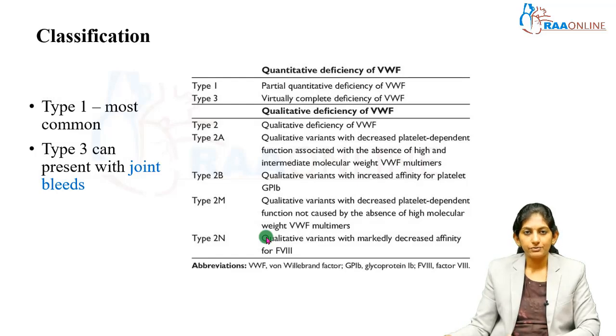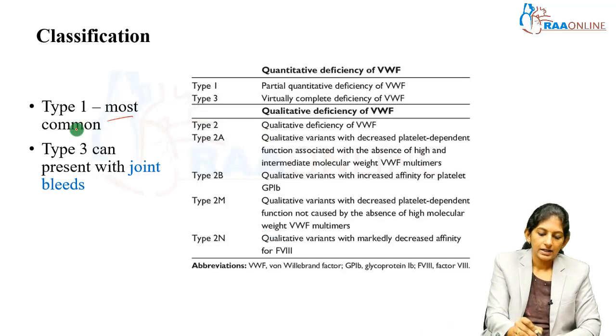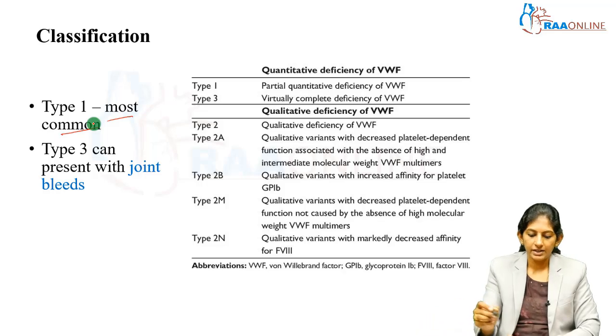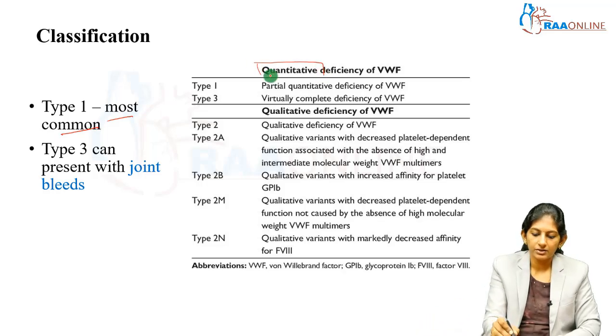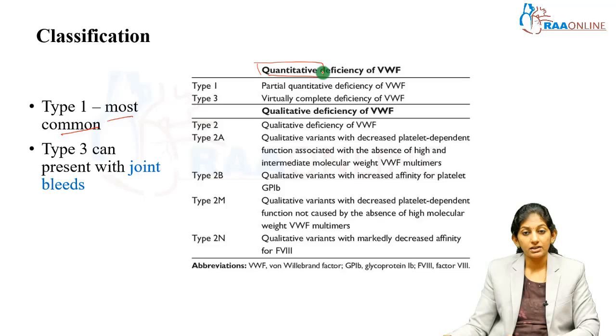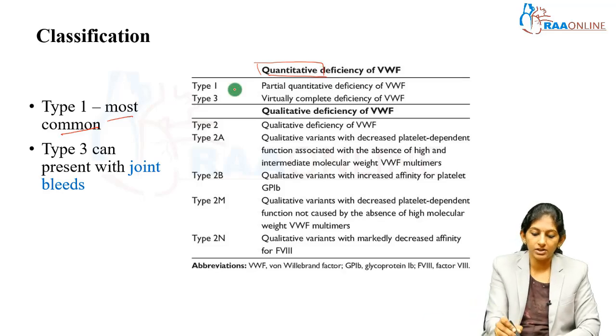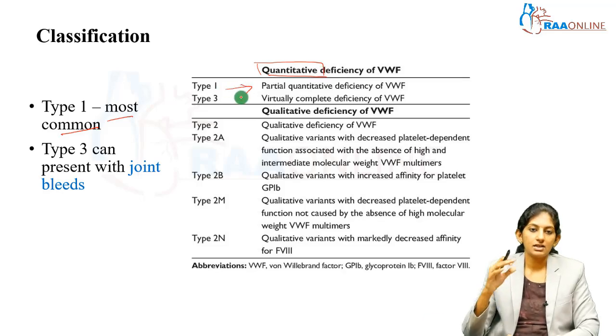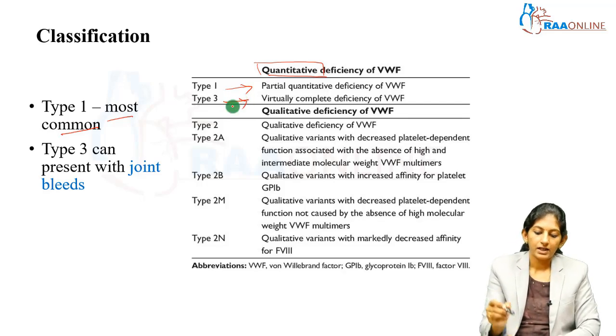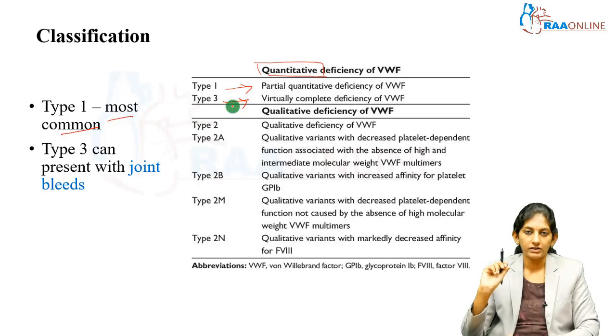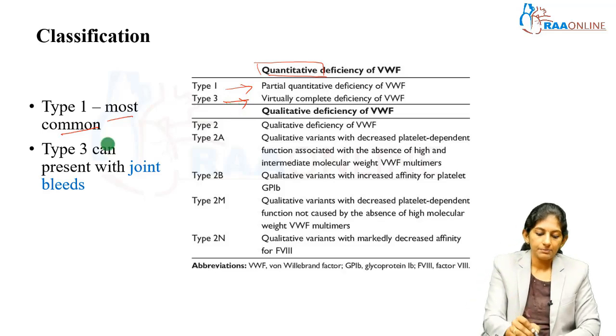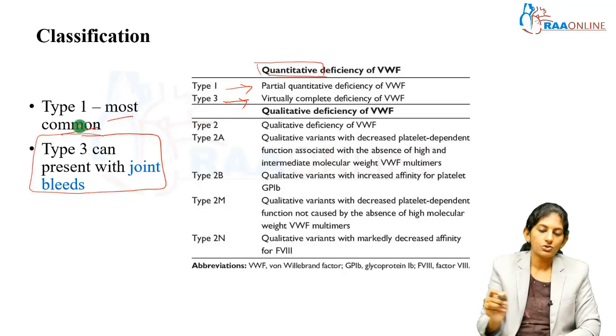We have many different types of von Willebrand disease. Type 1 is the most common. Type 1 and type 3 are quantitative deficiencies, that is, von Willebrand factor levels are less. In type 1 it is partial, at least some von Willebrand factor exists, whereas in type 3 there is complete deficiency of von Willebrand factor. This type 3 presents with joint bleeding.